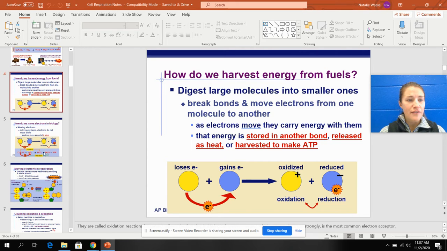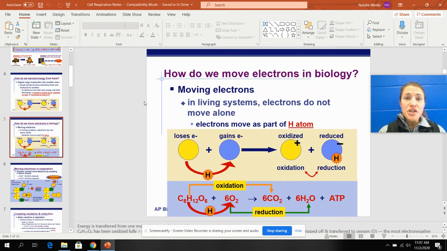So in biology, when we move these electrons around, electrons don't move alone, because if you had just free electrons floating on your body, you would spontaneously combust. And we obviously don't want to do that. So we are always going to move, or I shouldn't say always, because whenever we say always in biology, there's something that doesn't follow that rule. We are typically going to move electrons as part of a hydrogen atom. So when we see hydrogens being shuffled around, that is the oxidation and reduction of these different molecules.